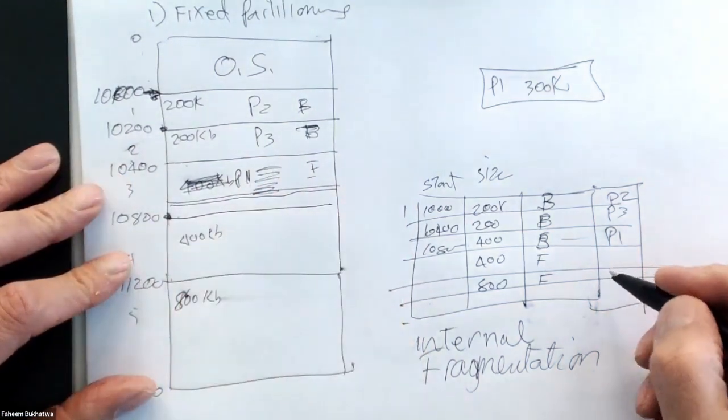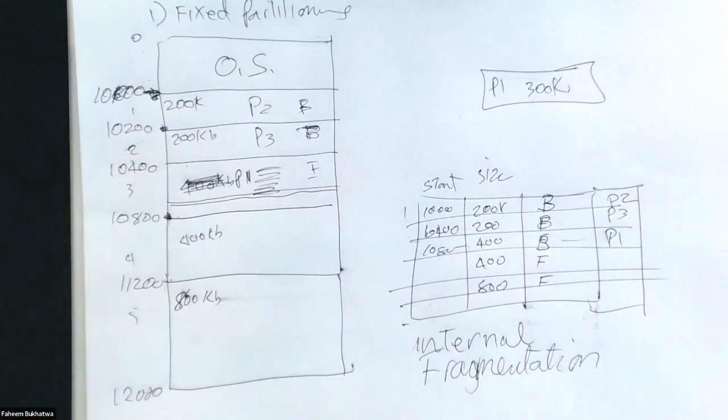Program number 4 comes in, needs 80 kilo, only 60 kilobyte. Where will we place it? Come on, guys. Who is with me?